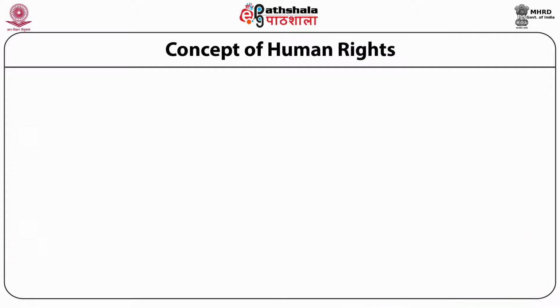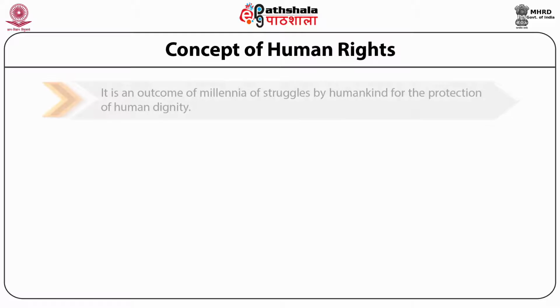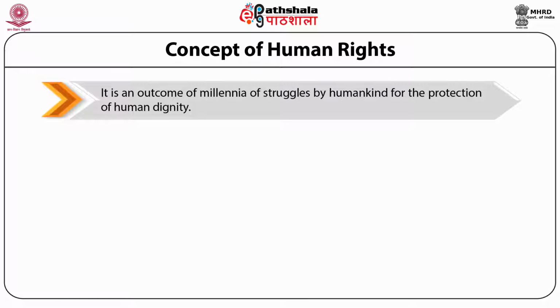Human rights refer to the rights which belong to every human being merely by virtue of his or her birth into the human family. They are universal, indivisible, interrelated, and interdependent. In fact, this idea of universally recognized human rights did not appear overnight. It is an outcome of millennia of struggles by humankind for the protection of human dignity.